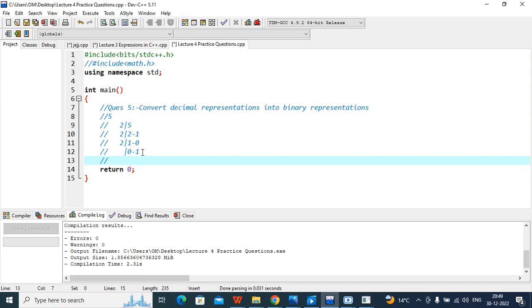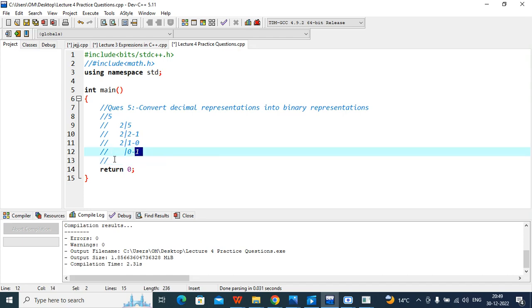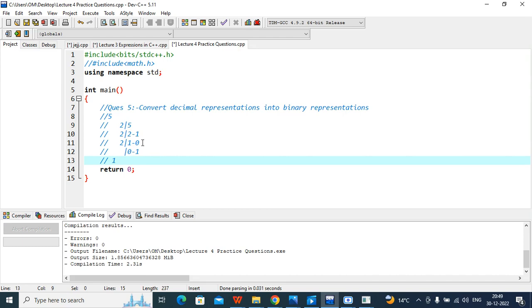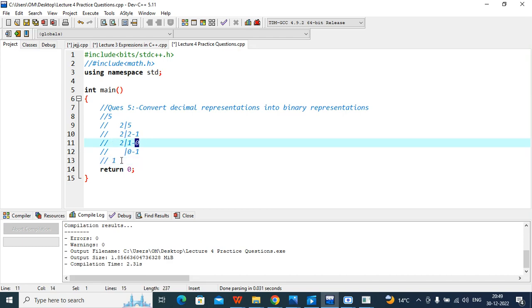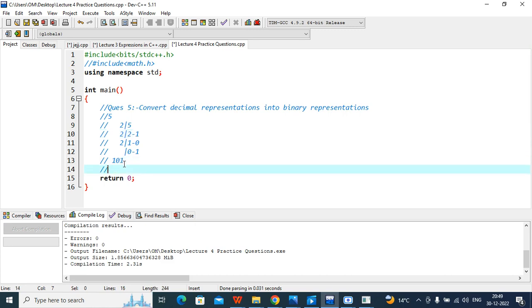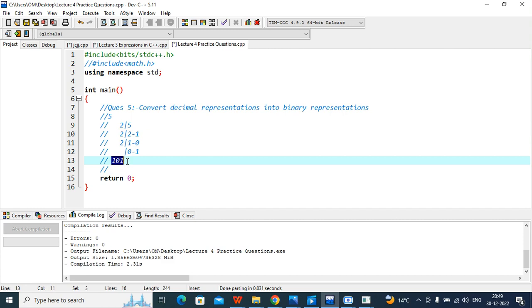Start reading these remainders in the reverse direction. Start reading from below. Read this one, you will write a 1, right? Read this 0, you will get a 0. Now read this topmost one, you will get a 1. So here comes your binary representation. This is the binary representation of your 5.